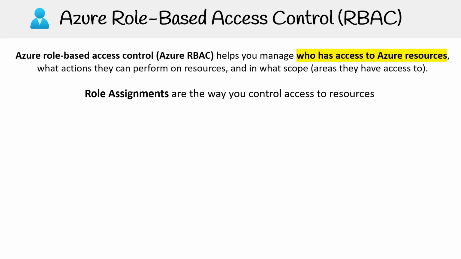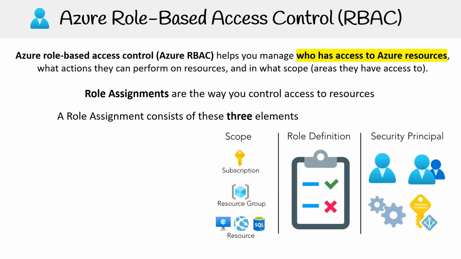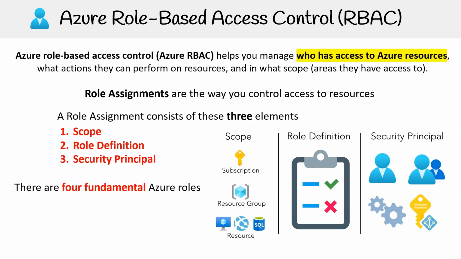By assigning a role to a security principal, like a user, group, service principal, or managed identity at a particular scope, you define who can perform what actions on which resources. A role assignment consists of these three elements: scope, role definition, and security principal. There are four fundamental Azure roles, which include owner, contributor, reader, and user access administrator.